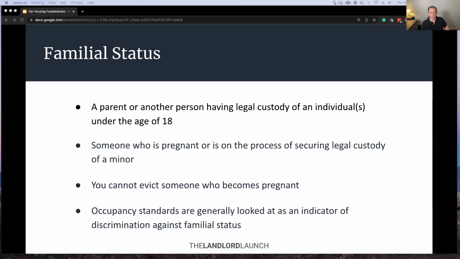This really kind of jumps in when we're talking about occupancy limits and how you set those things up. You cannot evict someone who becomes pregnant.